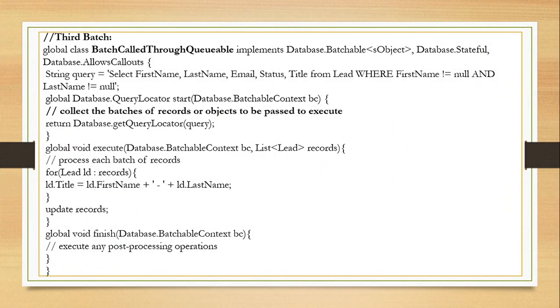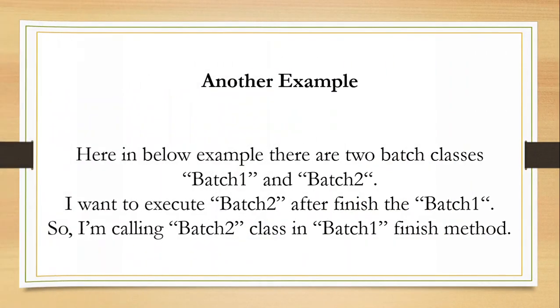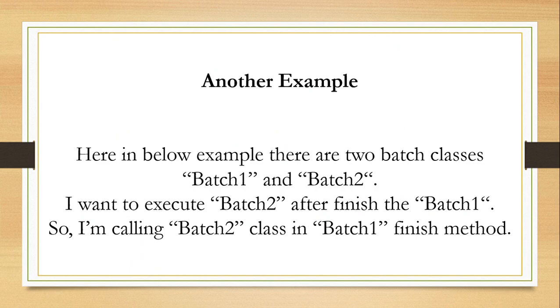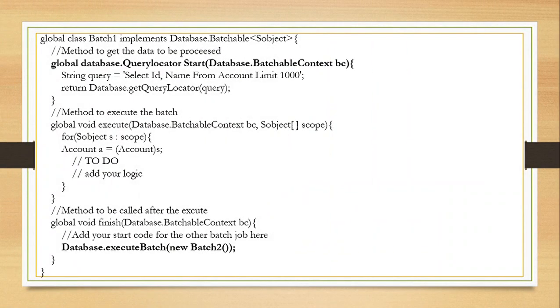Here the third batch, global class third batch, implements Database.Batchable and Database.AllowsCallouts. These are the examples which I have explained earlier. Another example: in the below example there are two batches, batch 1 and batch 2. I want to execute batch 2 after the finish of batch 1, so I'm calling the batch 2 class in batch 1 in the finish method. You can refer to this example line by line.